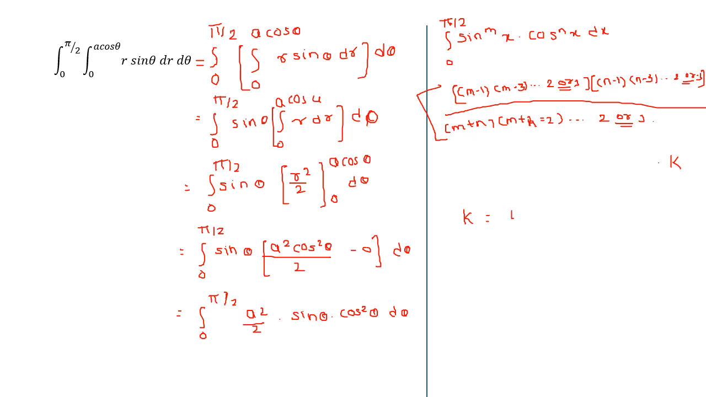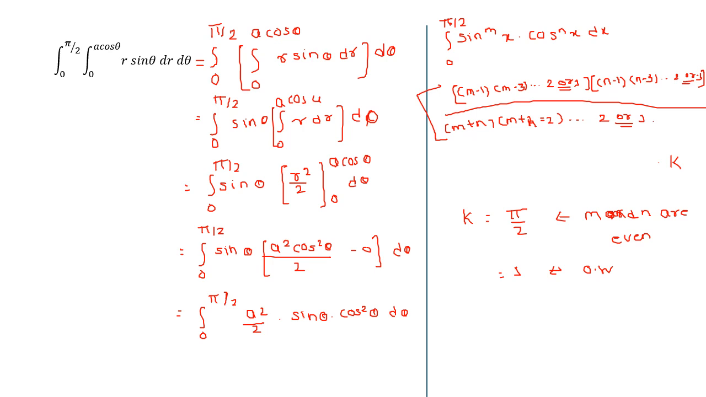If m and n both are even, then the value of k is pi by 2, and k is equal to 1 otherwise. So this is the reduction formula.